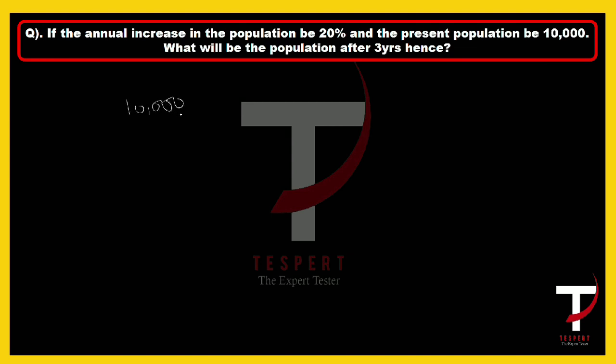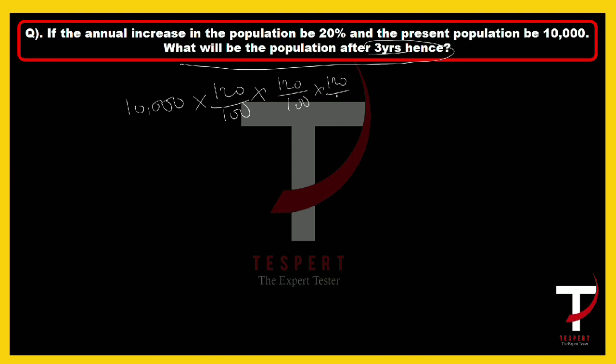So what will be the population after 3 years hence? After 3 years means the population of the future. So present population into 20% increase. 20% increase means 100 plus 20, which means 120. 120 by 100. So how many years? For 3 years, right? So 120 by 100 into 120 by 100 into 120 by 100.